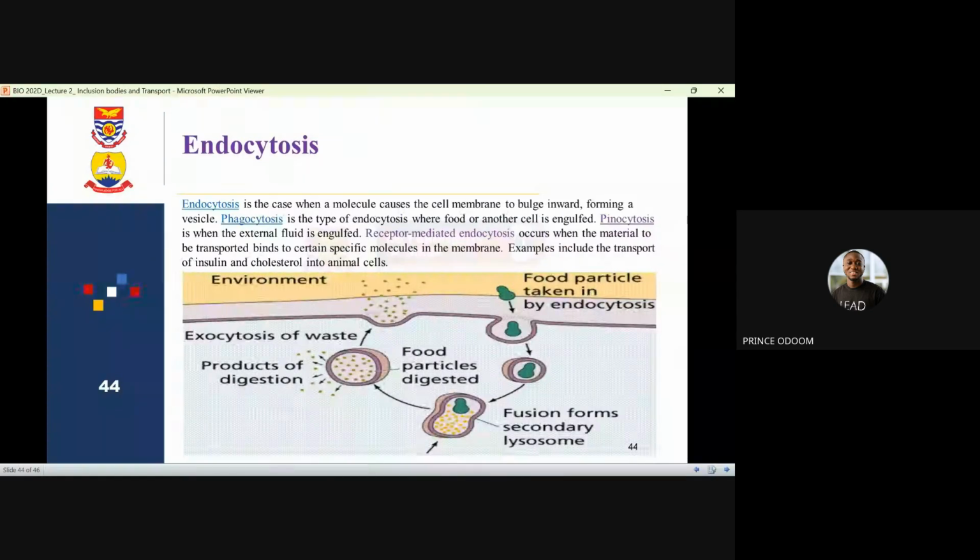And then we have endocytosis, and in endocytosis there are two types. We have phagocytosis and pinocytosis. Phagocytosis is when the food is in the form of a solid, and pinocytosis is when it is in the form of what? Liquid. So are we getting the difference? If it is phagocytosis, it is solid. If it's pinocytosis, it means that it is what? Liquid.